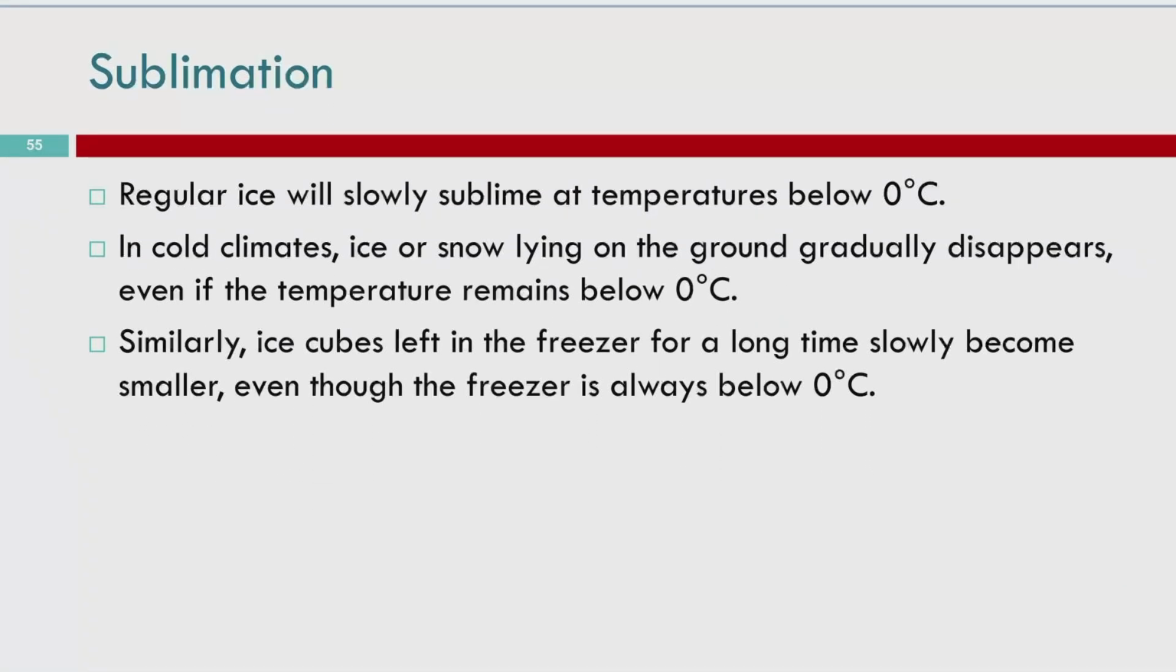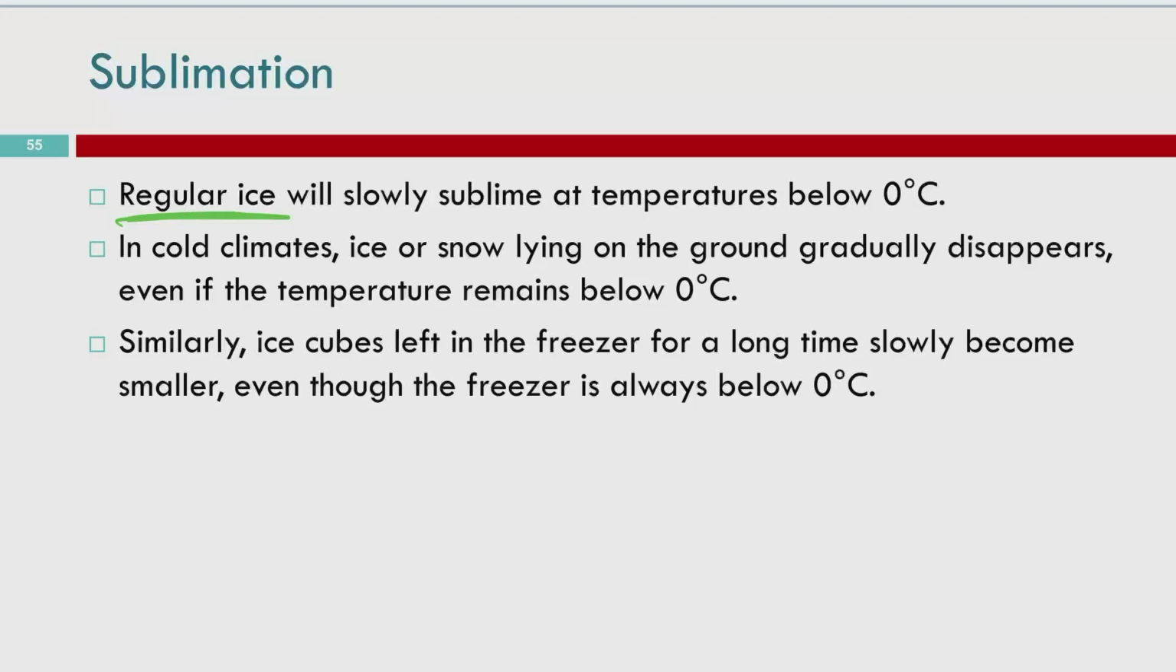Regular ice, like wet ice, water ice, also sublimes. It also sublimes even if it's below 0 degrees Celsius. So this is the reason that in cold places, the ice or snow will disappear over time, even if your temperature remains below 0 degrees Celsius. This is also the reason if you don't use your ice cubes, and especially if you've got ice trays, if you leave them in there for long enough, they start to get real weird shaped. You'll notice they pull away from the sides of the container. They might shrink down. You're like, why do I have these tiny ice cubes? I haven't touched them. That's why. It's because you haven't used them.